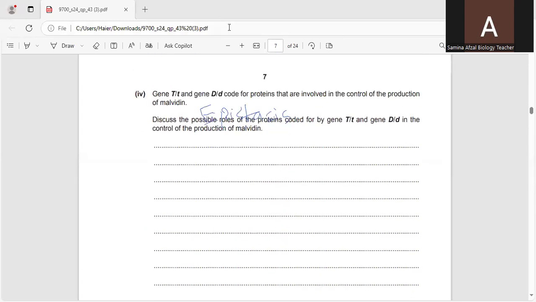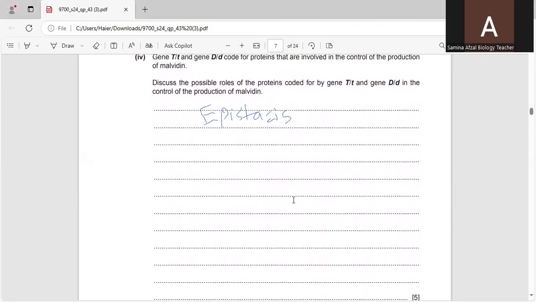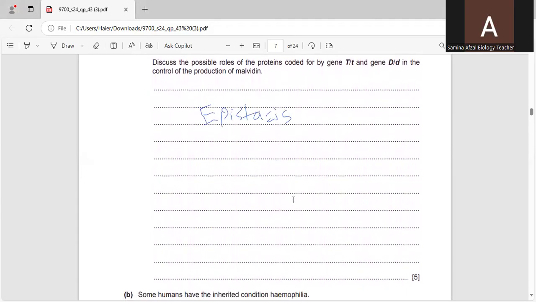Genes capital T, small t, and capital D, small d code for proteins that are involved in the control of the production of molybdenum. Discuss the possible roles of the proteins coded for by genes capital T, small t, and capital D, small d in the control of the production of molybdenum.